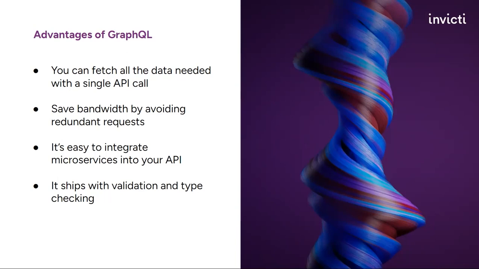Also, it's easy to integrate microservices into your API with GraphQL. And the most important thing for me, at least, which is a very convenient feature, is the validation and type checking that you have out of the box with GraphQL, because it comes with the schema you need to define to even start using GraphQL in the first place. We will talk about the schema a little bit later.